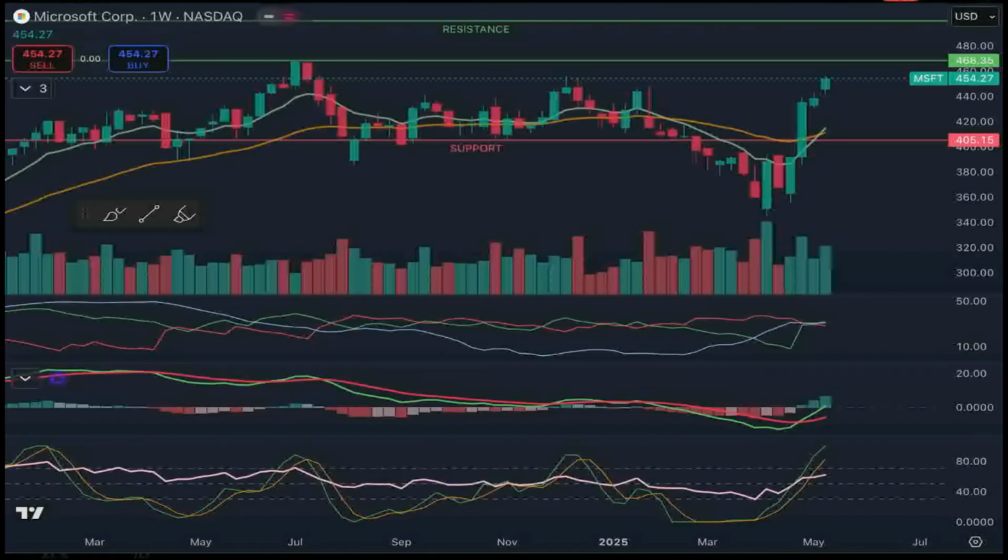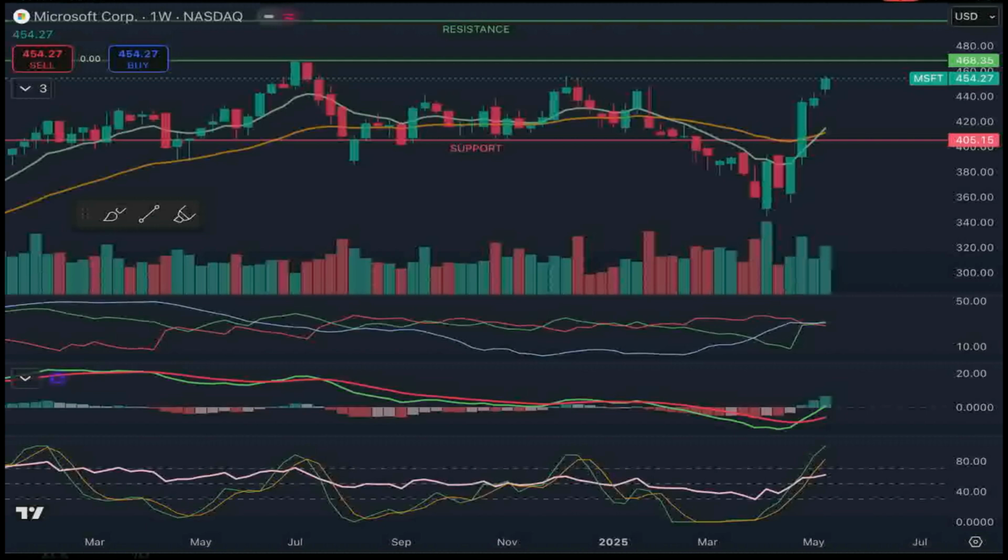Now let's zoom into Microsoft's weekly chart to evaluate its long-term trend stage. Price is well above the 9 and 30-week EMAs. The 9-week EMA has crossed above the 30-week EMA, with both rising smoothly. That places Microsoft clearly in an established uptrend, what we'd call a trending phase.